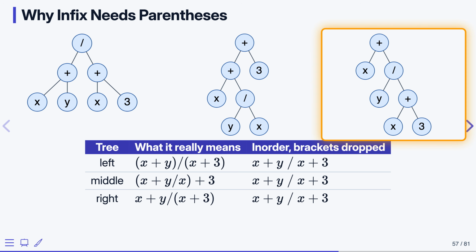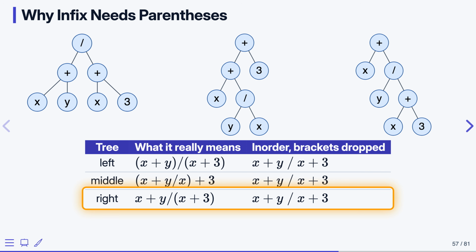The third tree. Its root is a plus and its left side is just x, so it means x plus y over in brackets x plus 3. Drop the brackets, and once more you get x plus y slash x plus 3. 3 different meanings, one identical string. That is why infix needs its parentheses.